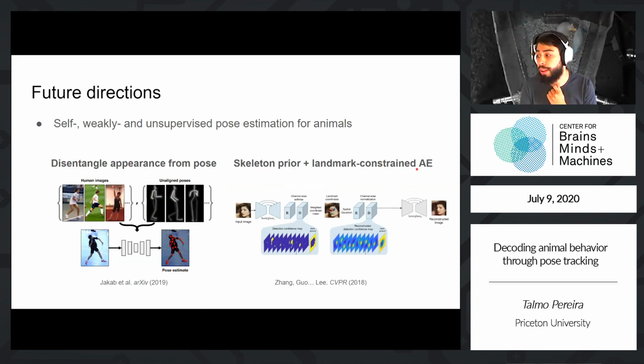Or using things like having a prior on the skeleton of your animal and using fully unsupervised learning to force a network to generate confidence maps from which the original image can be reconstructed. This forces the network to learn to compress information about the anatomy without actually having to give it any labels.